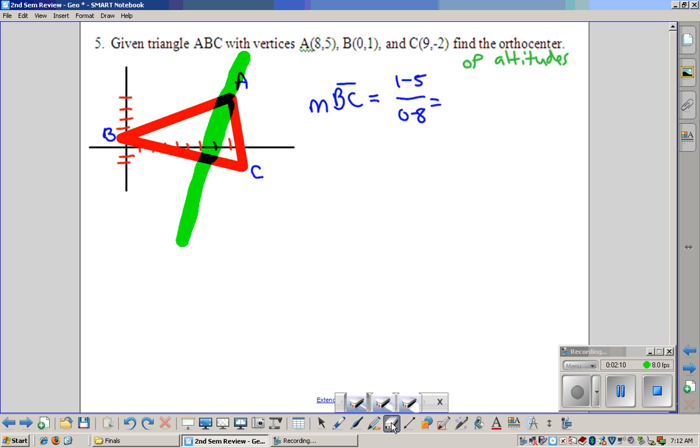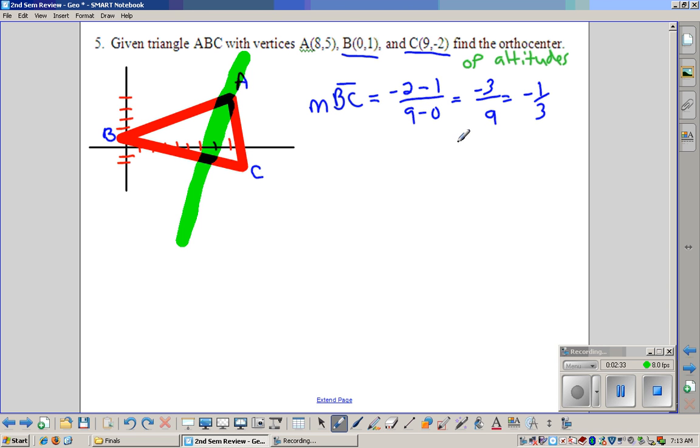Excuse me, I just made a mistake there. That's the slope of AB. I need to use points B and C. I need these points. So I need negative 2 minus 1. That's the y difference. And 9 minus 0. That's negative 3 over 9. That's negative 1/3.